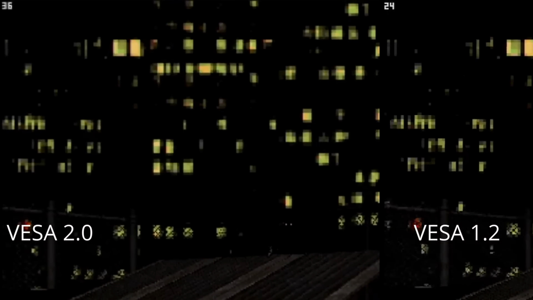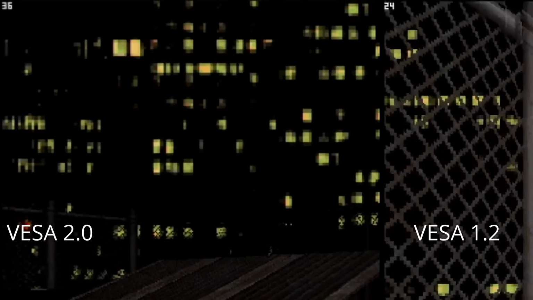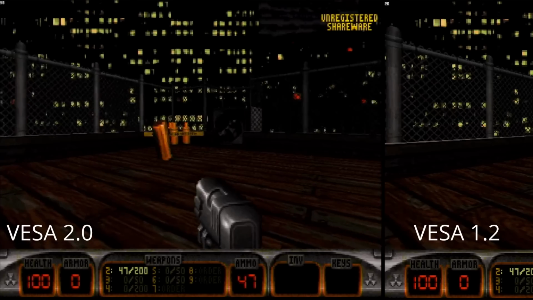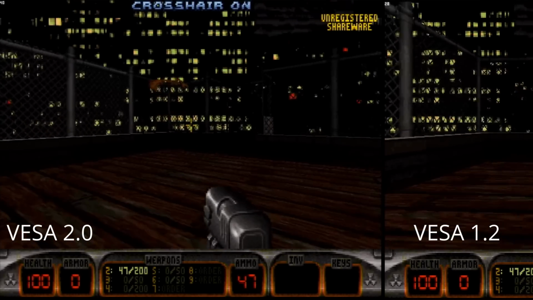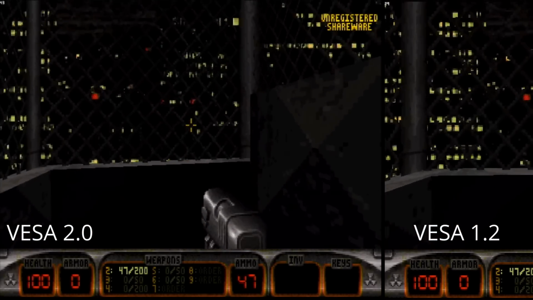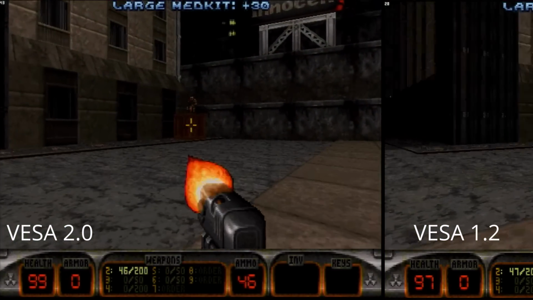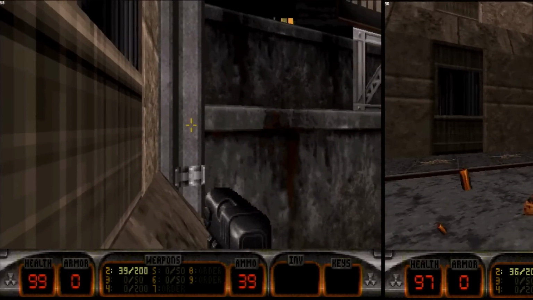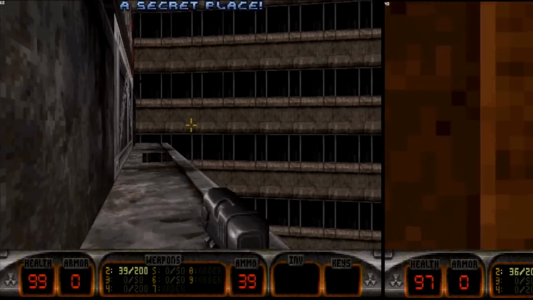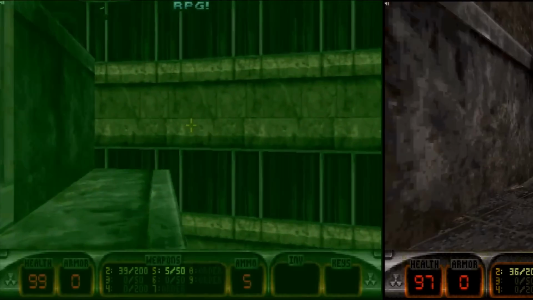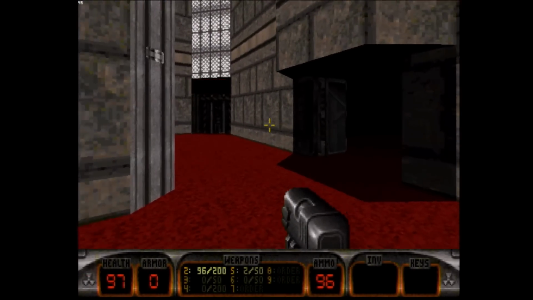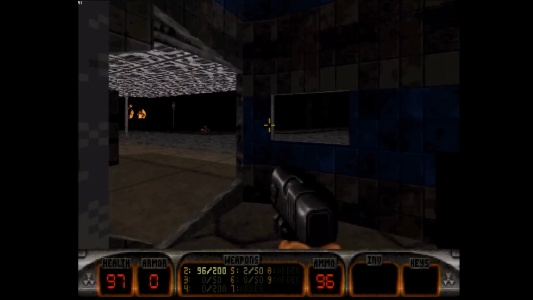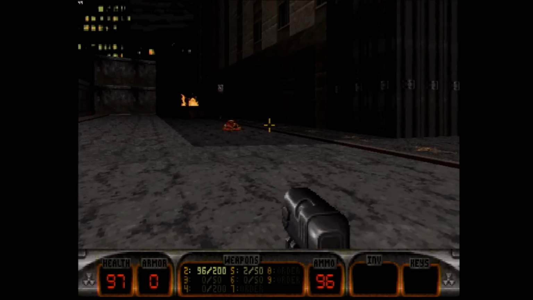This is more than 10 frames extra just by loading UniVBE. So 640 by 480 with UniVBE is 30% better than running it in VESA 1.0. And the difference is the banked memory was replaced by the linear frame buffer. So now instead of 20 to 30 frames, we are between 40 and 50 frames. This is a massive improvement utilizing VESA 2.0.